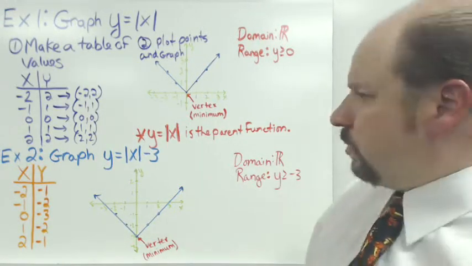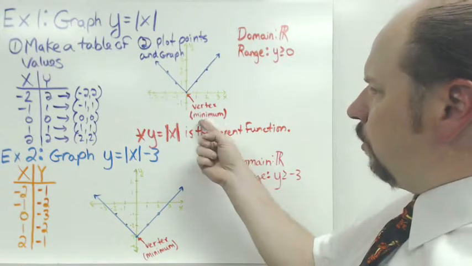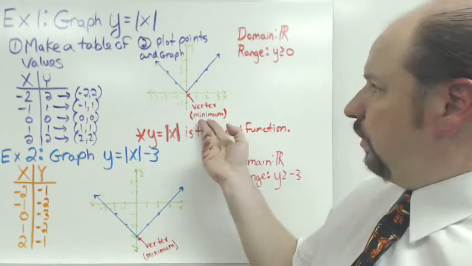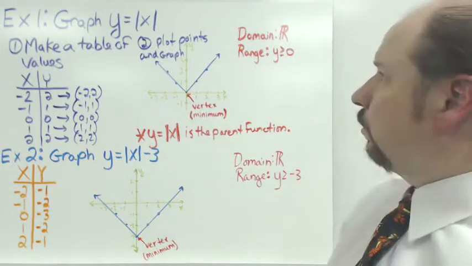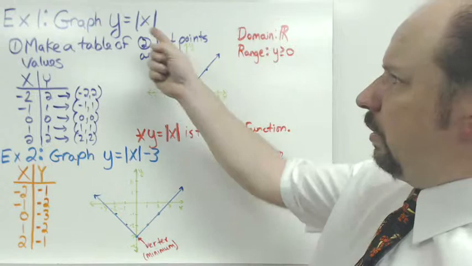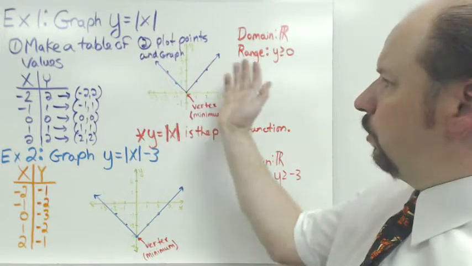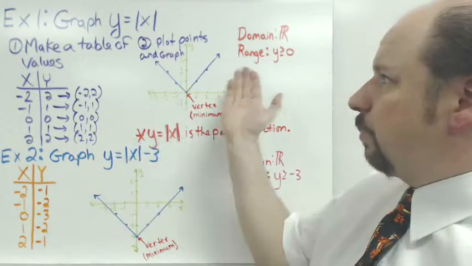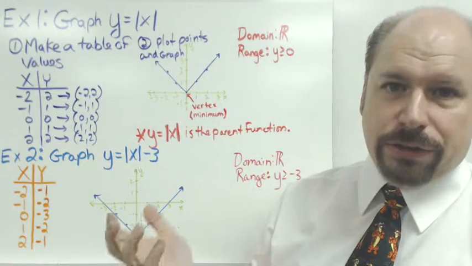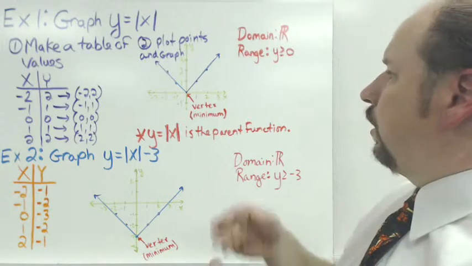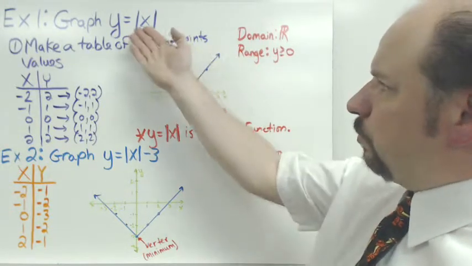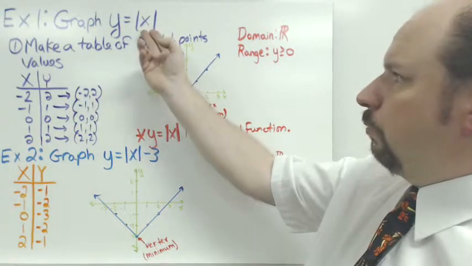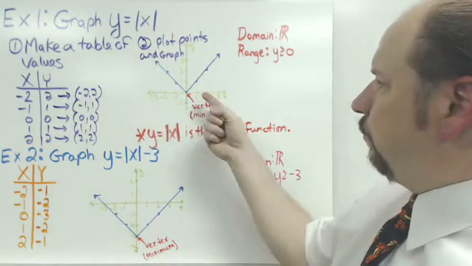A couple other things just to point out. First of all, here is our vertex. And it is a minimum value in this case because it is the lowest point on the graph. Our domain of this particular function is all real numbers because we can put in any value for x. There is nothing stopping us from putting a particular number in for x. And our range, well, no matter what we put in, if we put in a negative number, it's going to become positive, or if we put in a positive number, it stays positive.